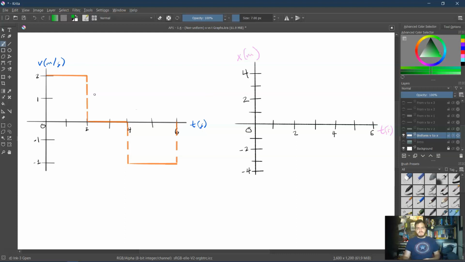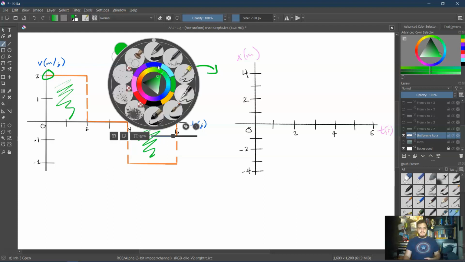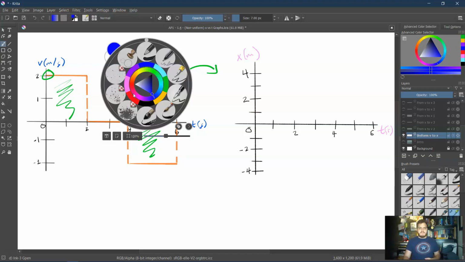So in this particular situation, I have a velocity versus time graph that starts at 2 meters per second. That's the initial velocity. And it goes at that for 2 seconds, stays at rest for 2 seconds, and then moves at negative 2 meters per second for 2 seconds. And if I want to move to a position versus time graph, the easiest way to do that is to go here and solve for these areas, because these areas will tell us the respective displacements at different points in time.